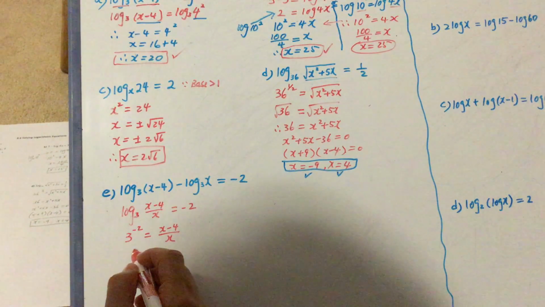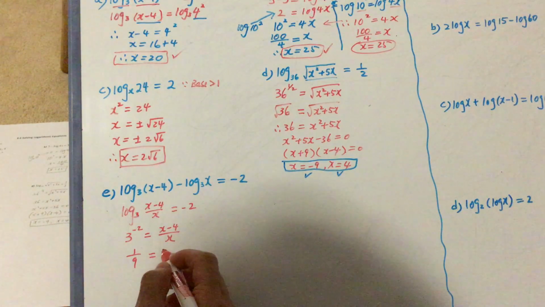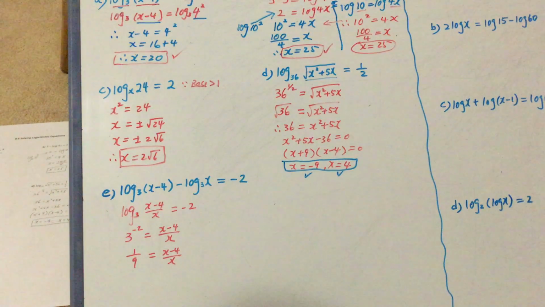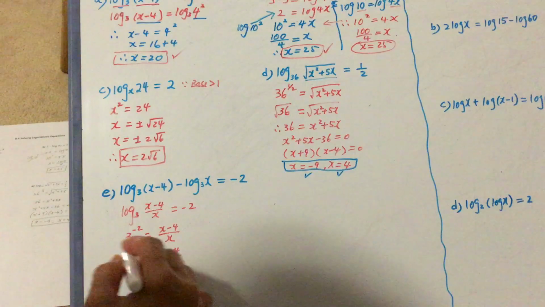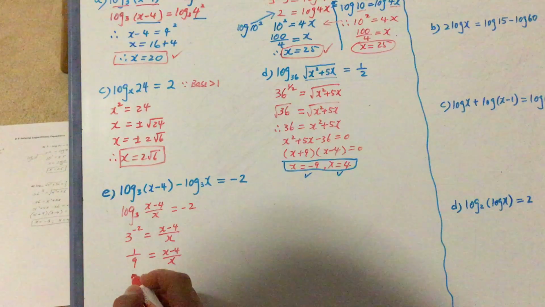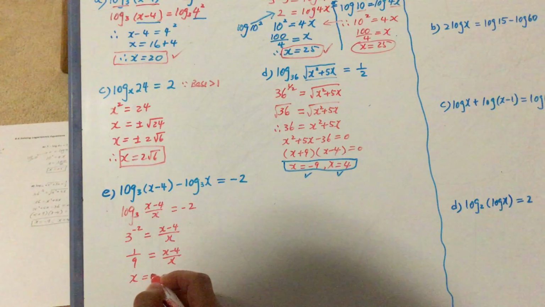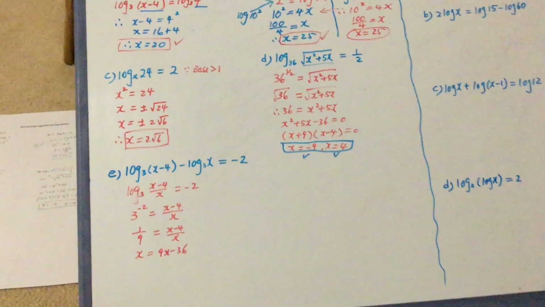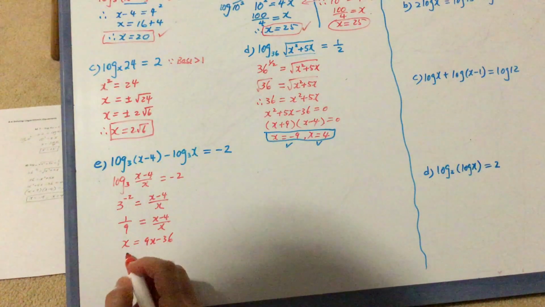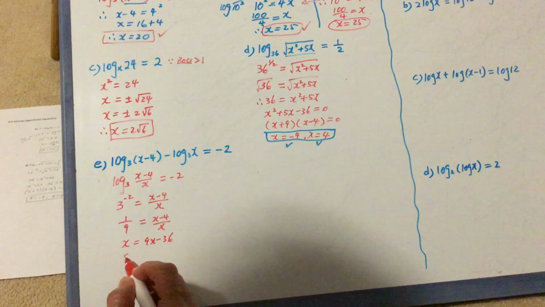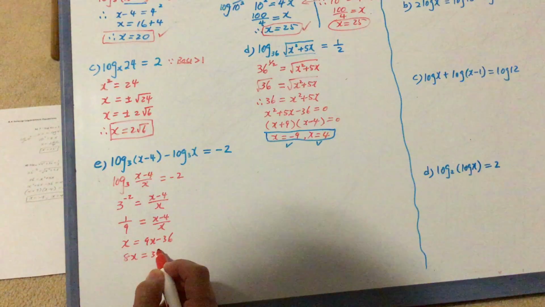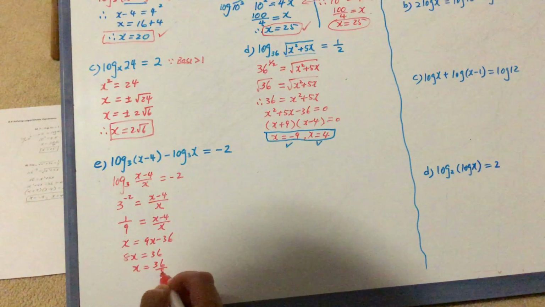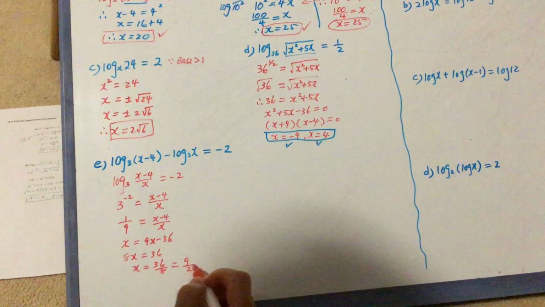Okay, and then this becomes 1 over 9 equal to (x minus 4) over x. And when you cross multiply, because you get one fraction here and another fraction there, you get x equal to 9x minus 36. Rearrange everything, so you will get 8x equal to 36, and x is equal to 36 over 8, which reduces to 9 over 2.